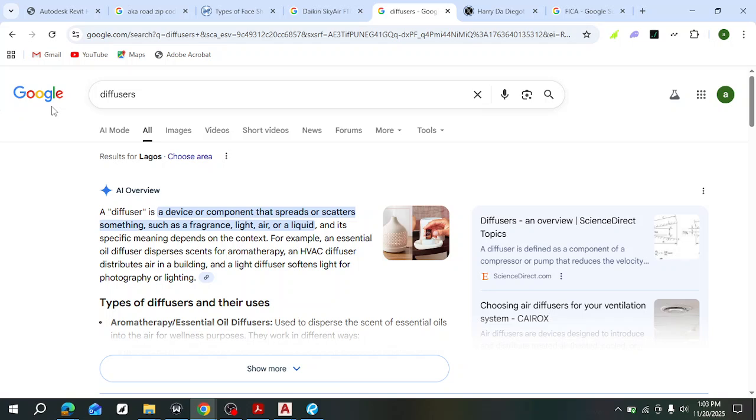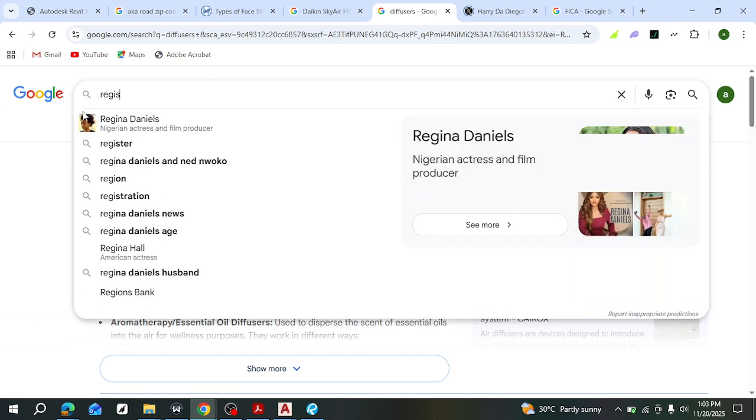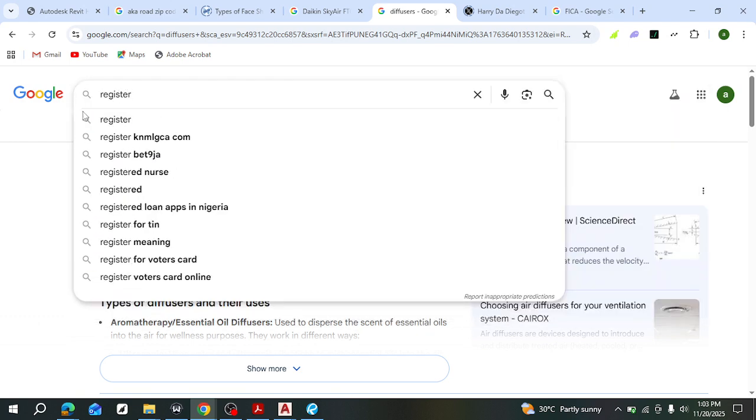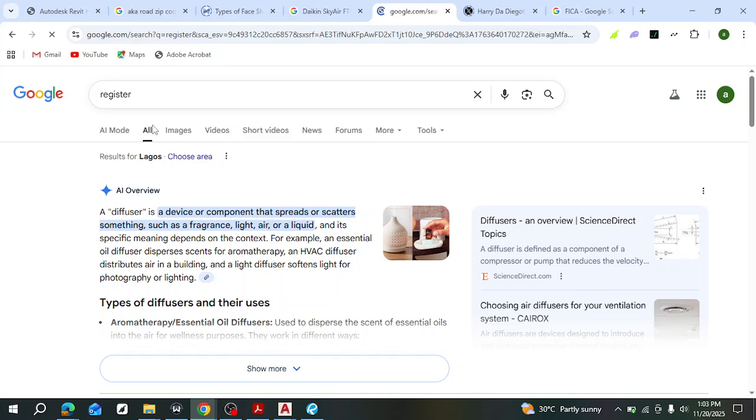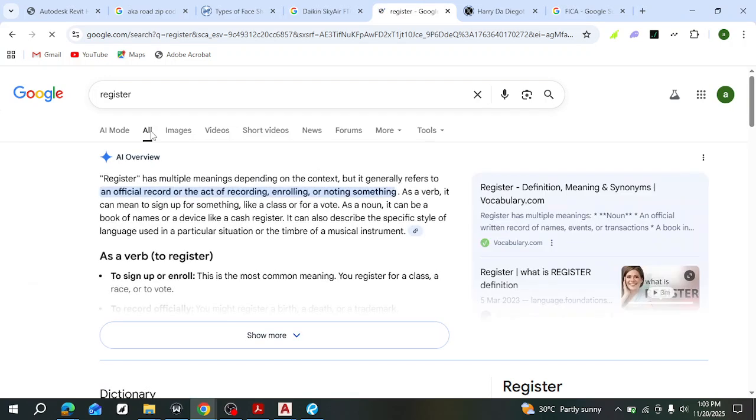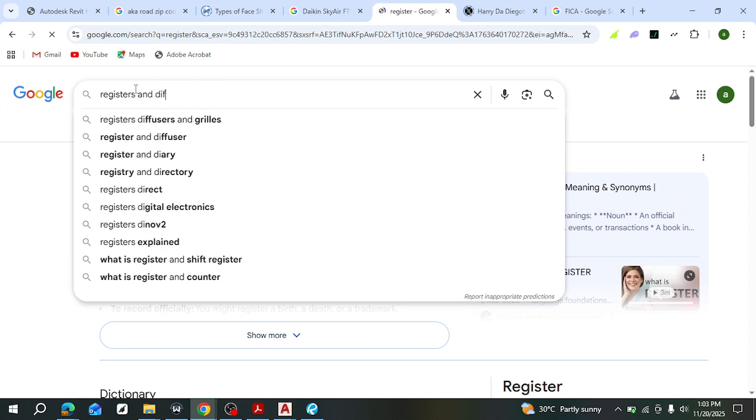So that bulb you are seeing is the light coming out. That is also like the equivalent of a register or a diffuser. So it is on the ceiling also. I mean, you can look it up. Just look it up so we can learn it together. Registers and diffusers. So you can see them.